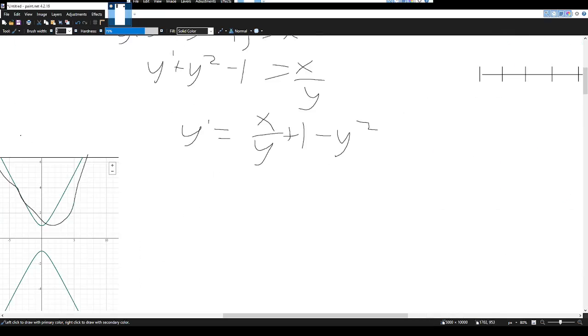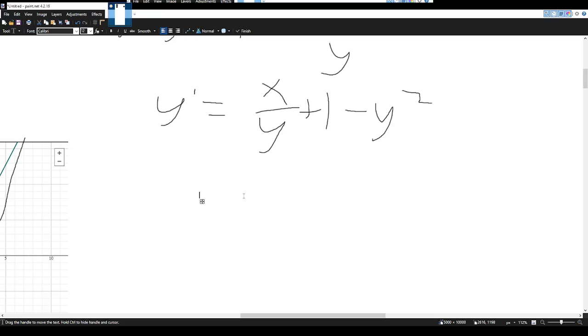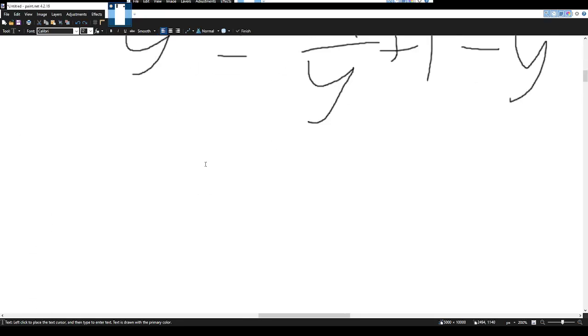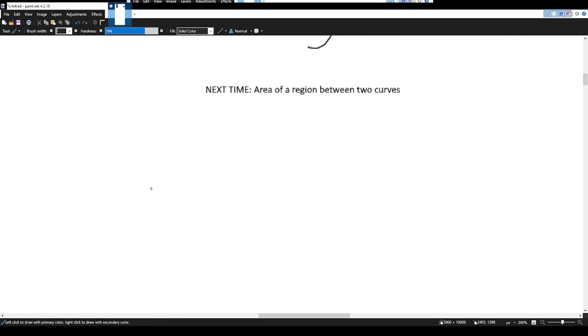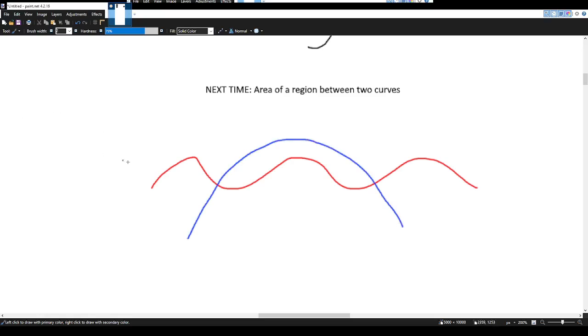How about this? We're gonna go back to integration. So next, okay, I'm still in the white color. There we go. Next time, area of a region between two curves. So that'll look like something like this, right? You have, let's say, a sine type thing, and then you have a parabola, right? And you want to find this area. So we'll look at that next time.